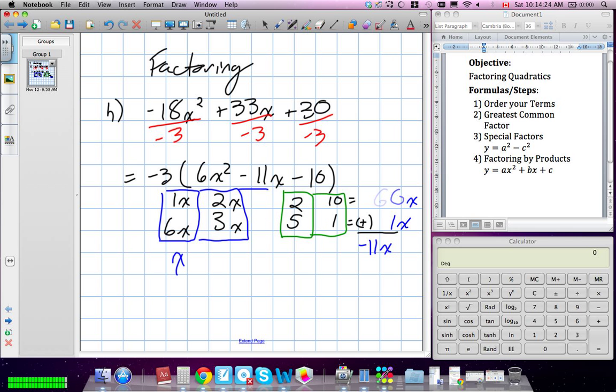Our next pairing is 2x. So let's try 2x and 2, 3x and 5. We're looking at 4x and 15x. Any pairing of that work to get to 11? Yeah, that will work. So I'm going to put some permanent lines here now.